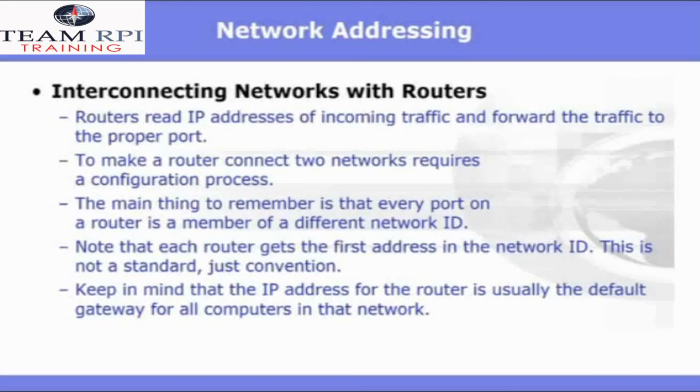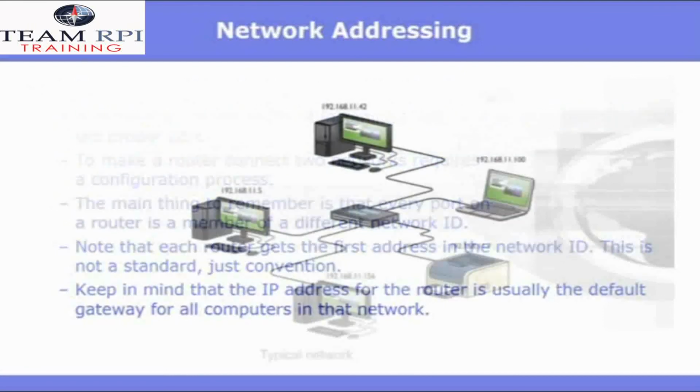Next, we need to understand how to connect multiple LANs to each other. We do this with a router. The routers read the IP address of incoming traffic and forward it to the proper port. To make a router connect two networks requires somewhat of a configuration process. The main thing to remember here is that every port on the router is a member of a different network ID.